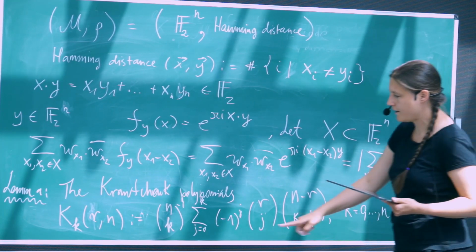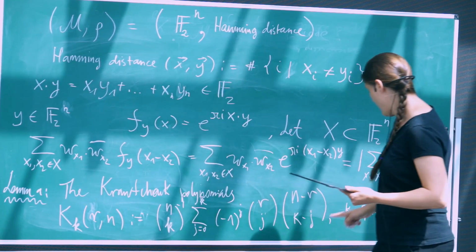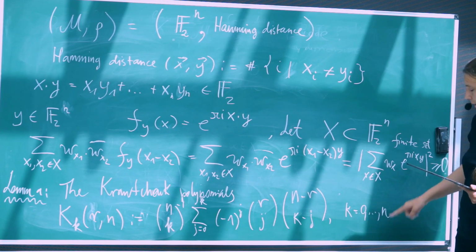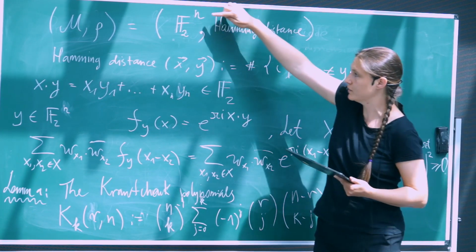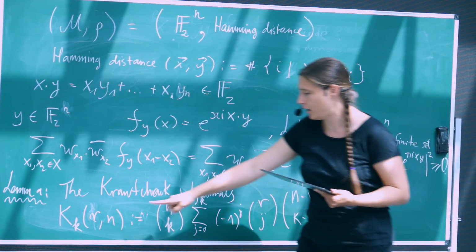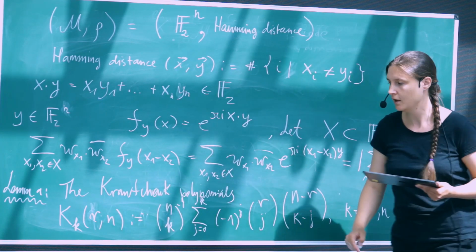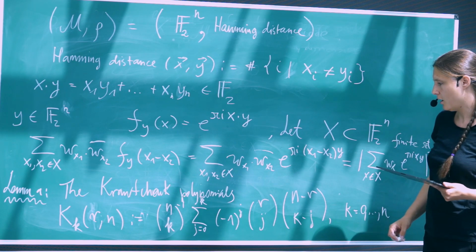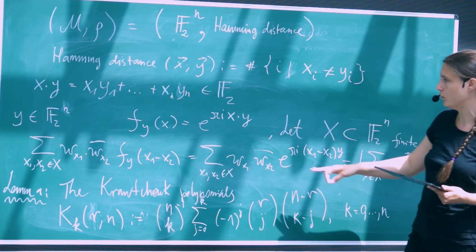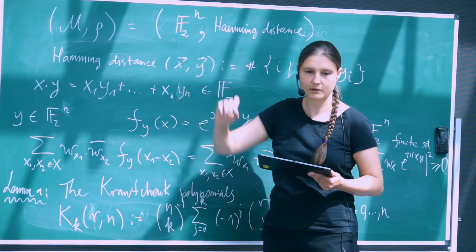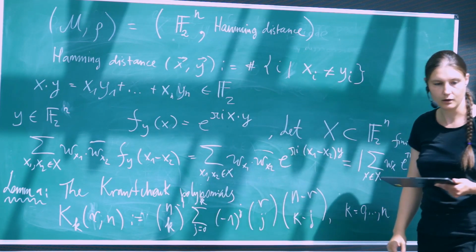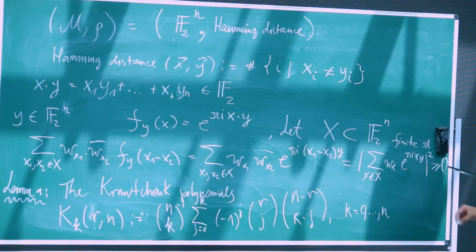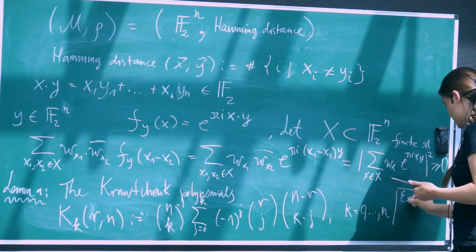Here k is a parameter, so we have constructed n plus 1 such functions for fixed dimension n, and r is the distance. And then this function becomes a positive definite function on the Hamming space for each k in the range. Maybe the proof of this lemma I will leave to you as an exercise.